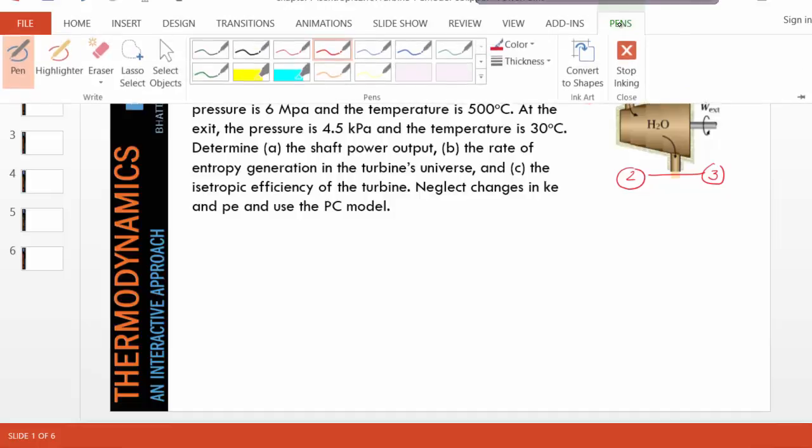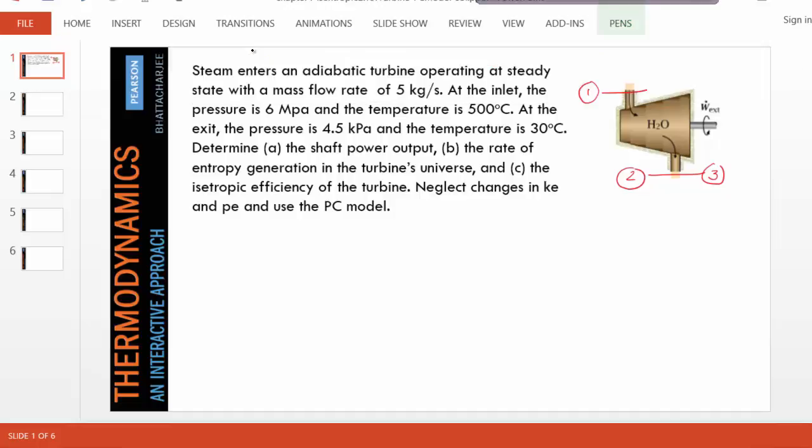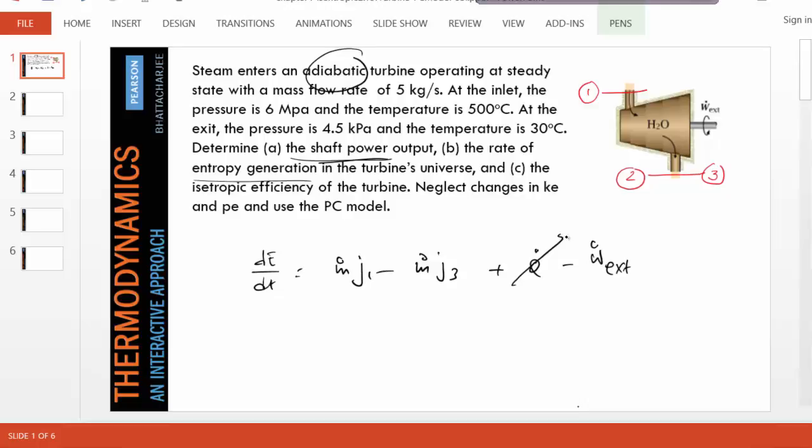So we write down what is given on state 1. Before that, let's get the governing equation down for the shaft power. The energy equation is simply dE/dt, single inlet. I'm applying it between state 1 and 3, and it's an adiabatic turbine, so Q dot goes to 0.